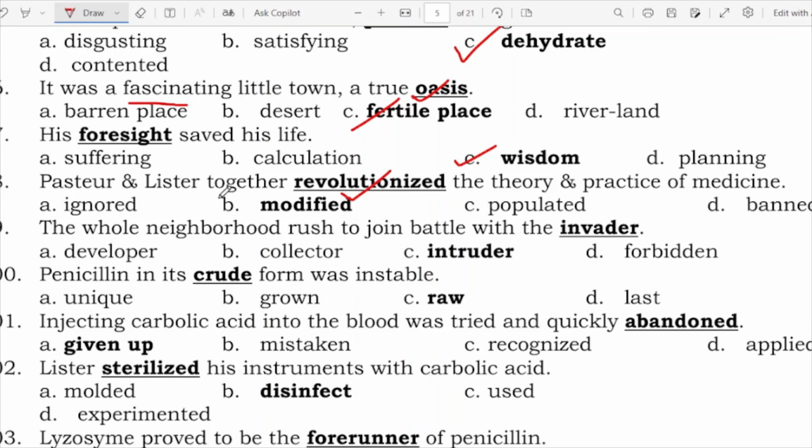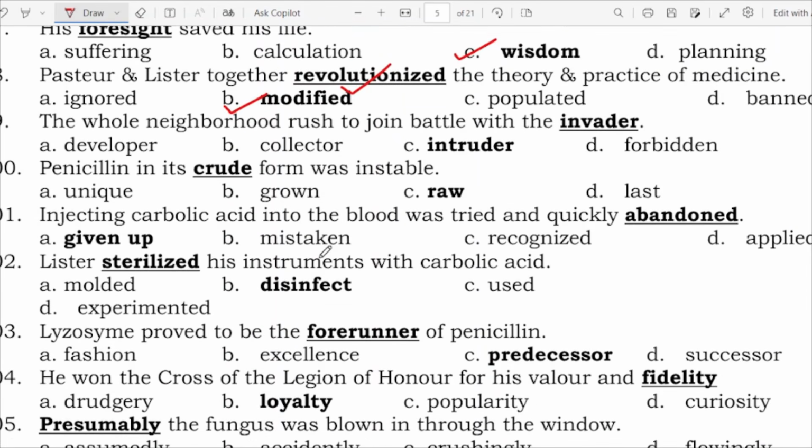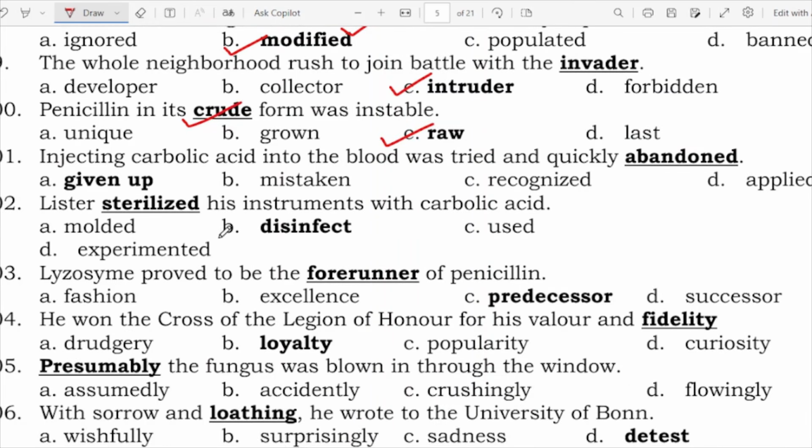This is the answer, the part of the answer. Read it and learn these sentences by heart. The whole neighborhood rushed to join battle with the invader. Intruder. And the next one is crude. The answer is raw. And injecting carbolic acid, that is abandoned, to give up, and here we have given up.